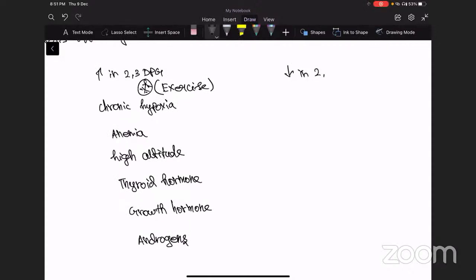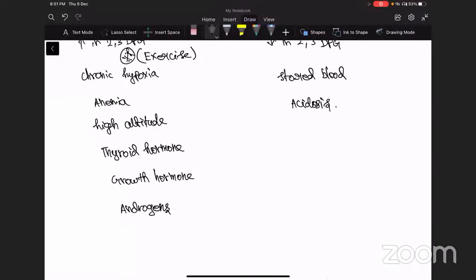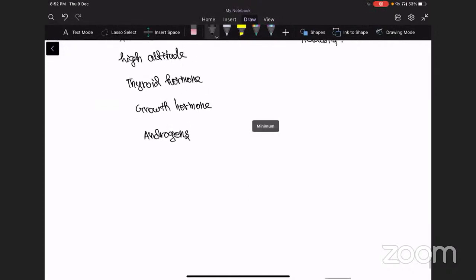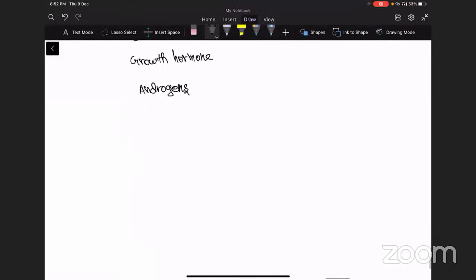Else, decrease in 2,3 DPG is seen in case of stored blood and in acidosis. These are the factors affecting 2,3 DPG.